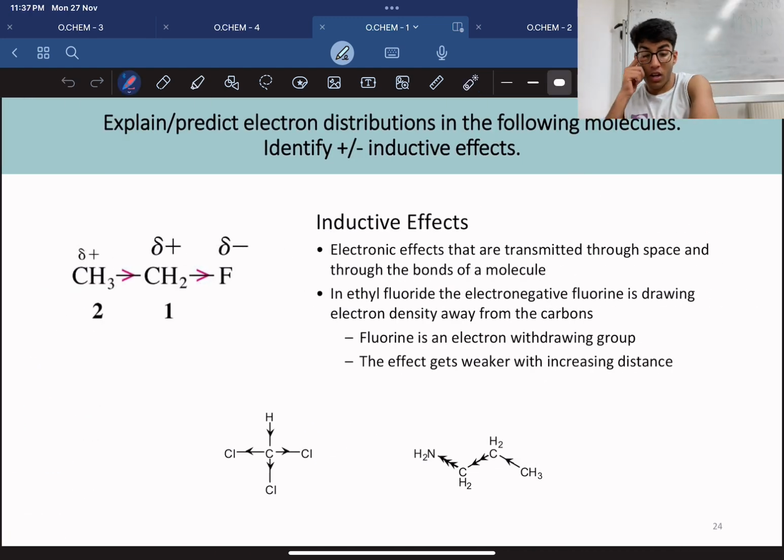Okay, let's start and continue with the inductive effects and mesomeric effect.